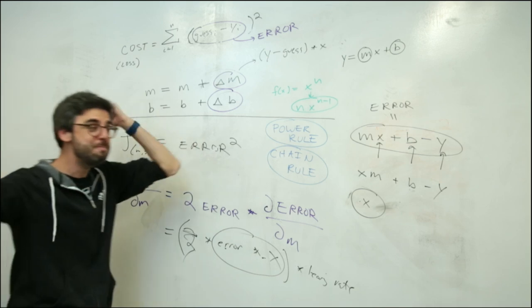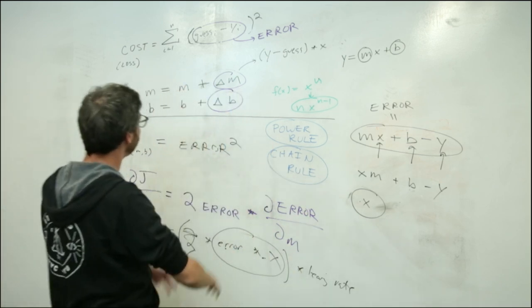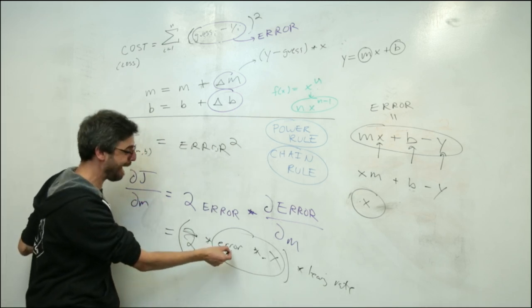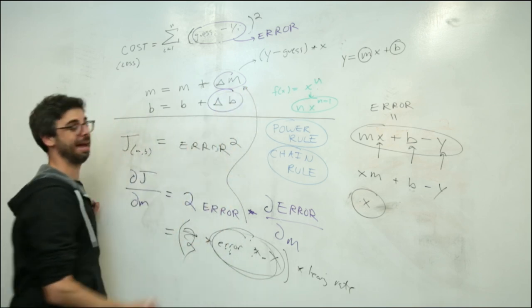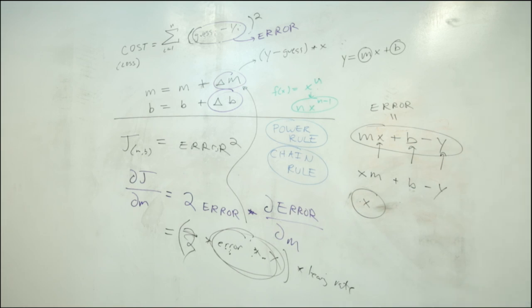All of this math and craziness with power rule and chain rule and partial derivative, it all boils down to just, finally we get this, error times x. That's what should go here in delta m. Guess what? Let's go back over to our code.